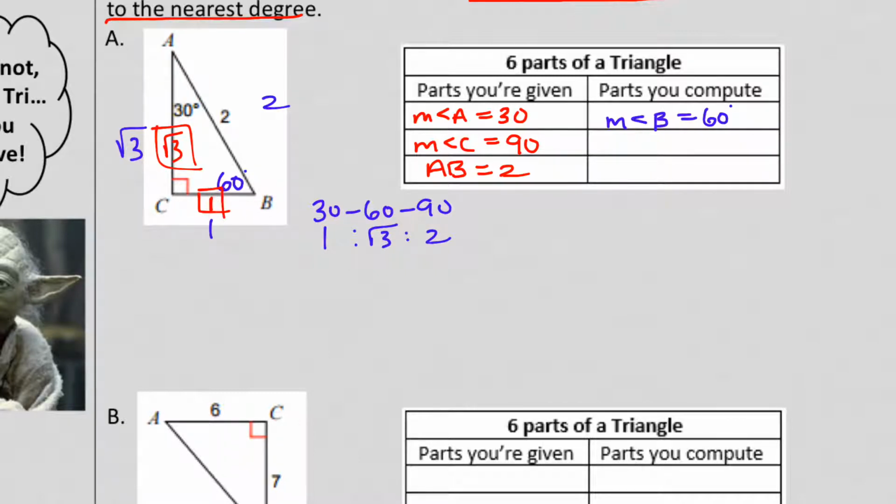So I can find here my missing side lengths. BC is equal to 1. That's your short side. And then AC is equal to radical 3. So at this point, if you look at the triangle now, notice how every part, all 6 parts, all 3 angles have a degree measure, all 3 sides have a length.